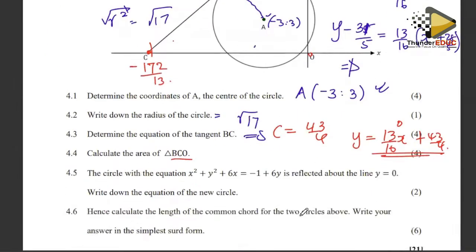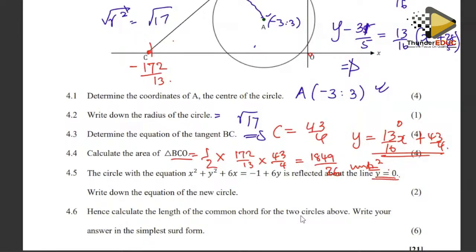172/13. Then substitute that into the equation of the area of a triangle, it's a half, 172/13. The height, we said 43/4. Simplify that. You can give your answers in decimals, but I prefer to leave them as fractions. So it's going to be 1849 divided by 26, that's units squared.